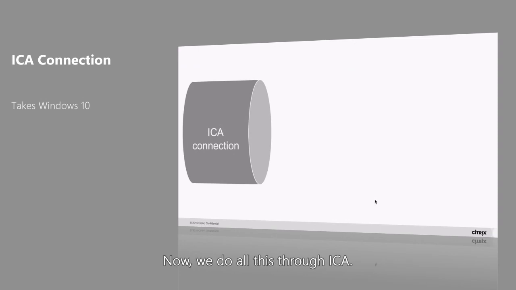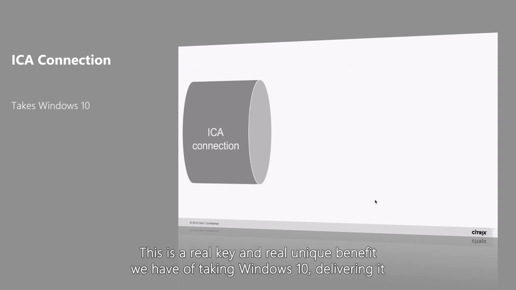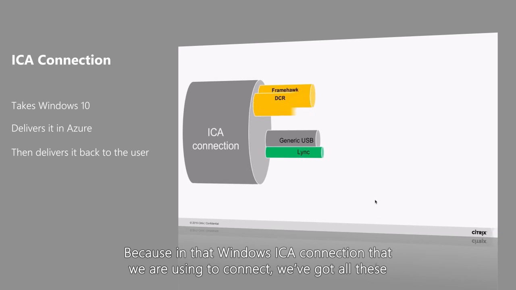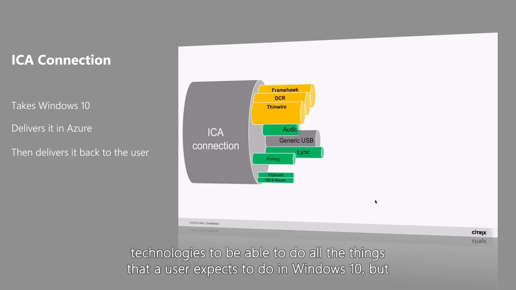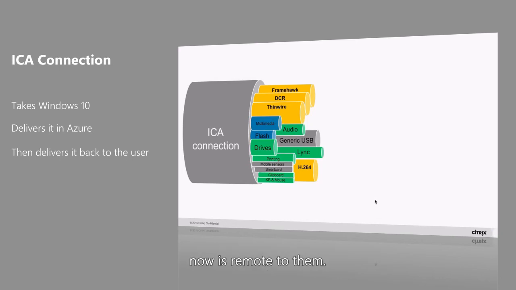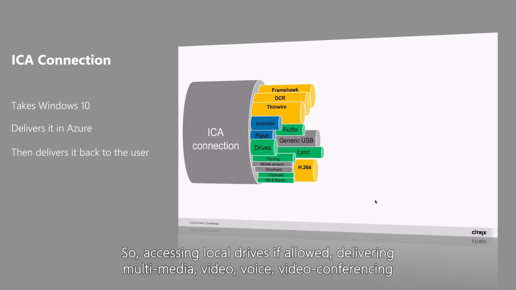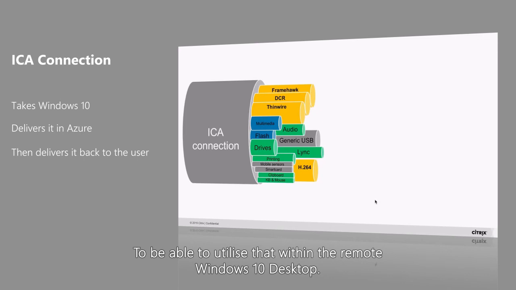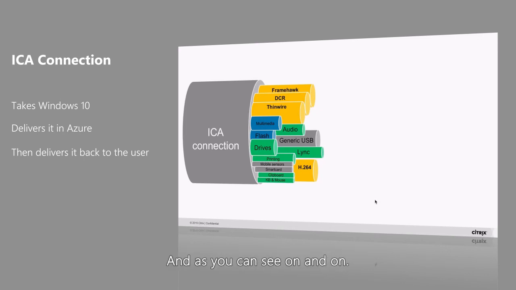Now we do all this through ICA. This is a real key and the real unique benefit we have of taking Windows 10, delivering it in Azure and delivering it back to the user. Because in that Windows ICA connection that we're using to connect, we've got all these technologies to be able to do all the things that the user expects to do in Windows 10, but now is remote to them. So accessing local drives if allowed, delivering multimedia, video, voice, video conferencing, voice calls, to be able to pick up the local USB device, for example a headset or a printer, to be able to utilize that within the remote Windows 10 desktop. And as you can see, on and on.